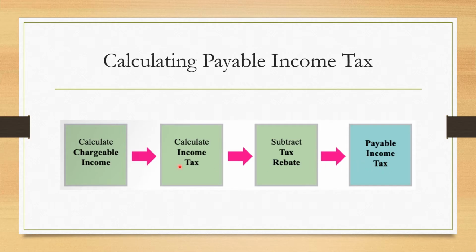In most questions, they will ask you to find your chargeable income. From this particular chargeable income figure, you can calculate your income tax. And once you calculate your income tax, you can find your tax rebate. And then you minus all this out, you get your payable income tax right here. Now, that's all.